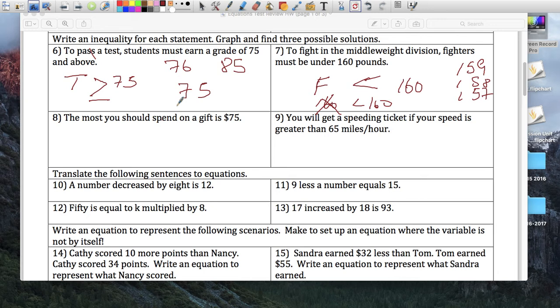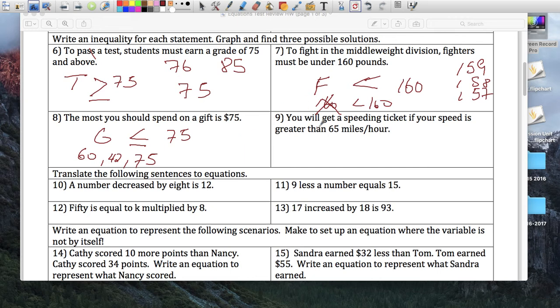The most you should spend on the gift is 75. So let's say you're doing a Secret Santa with your friends, and you want to set a limit. In this case, the limit is up to 75. So here's G for gift. Here's 75. So whatever you buy here can be less than 75 or equal to 75. Possible solutions, well, can you spend $60? Yes, you can, because that would be less than 75. Can you spend, I don't know, $42? Yes, you can. Can you even spend 75? That would also be okay.